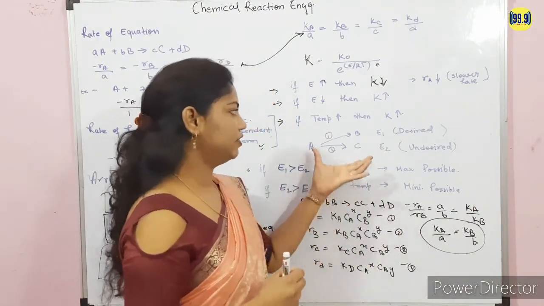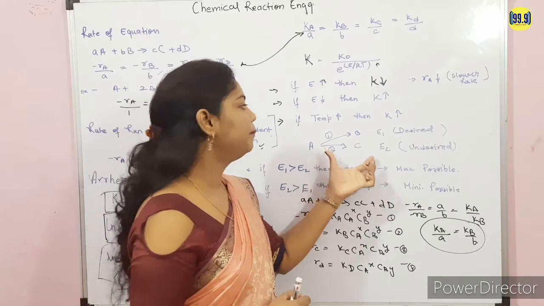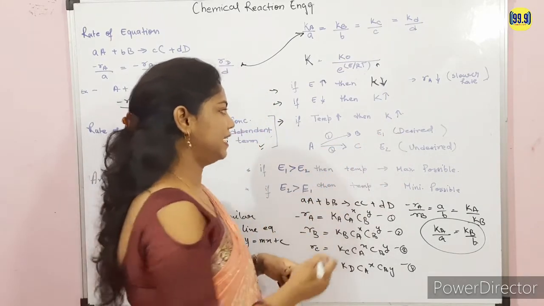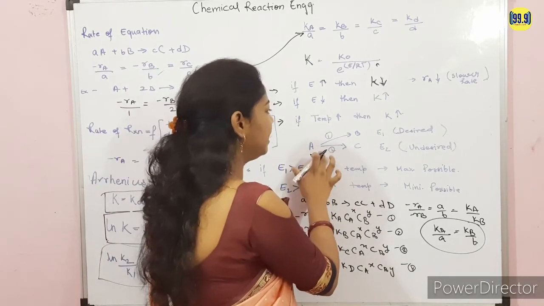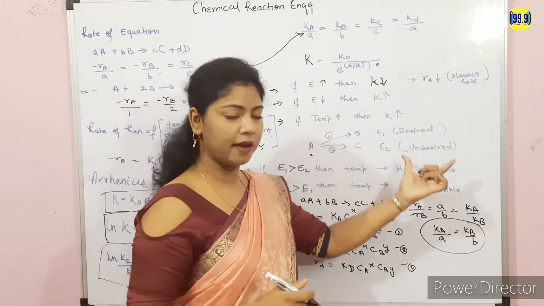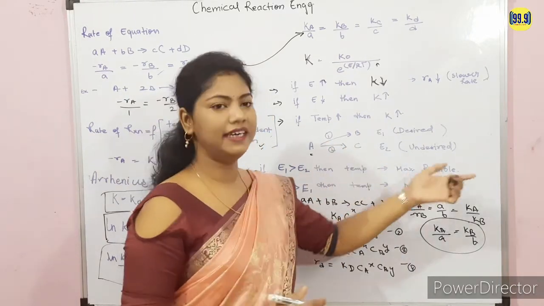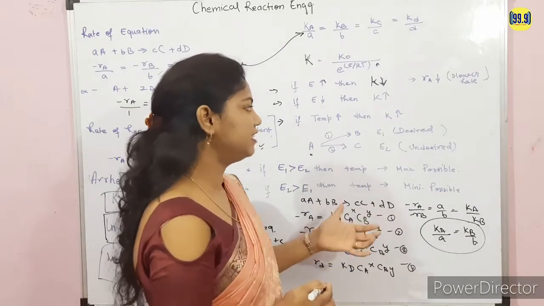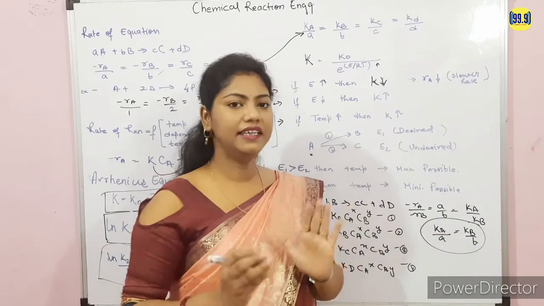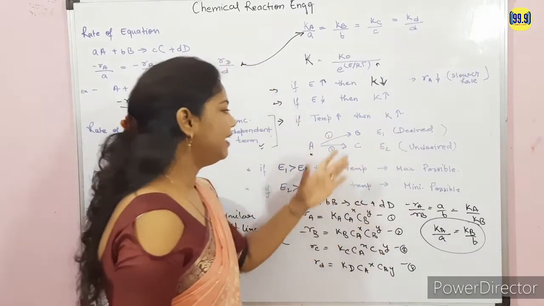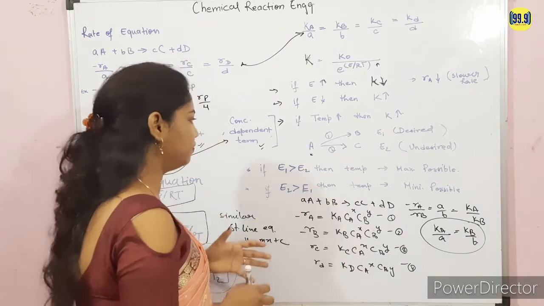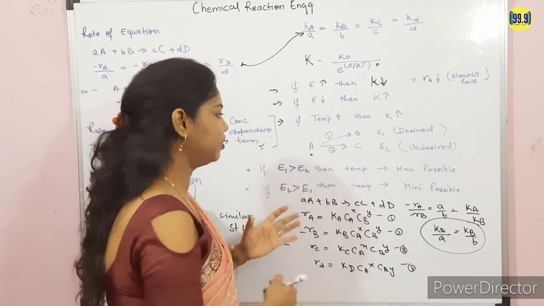Here I am going to show you a multiple reaction, that is A gives B and C. A is the single reactant which produces B and C. Here B is the desired product and C is the undesired product. The activation energy of the desired product is E1 and the activation energy of the undesired product is E2. So let's discuss the relation between the activation energy and the favorable temperature of the reaction.